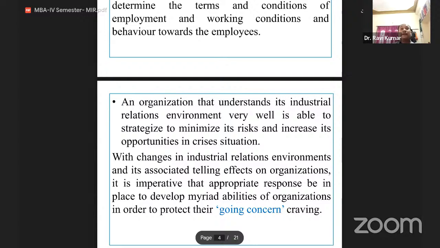If they are producing certain things, definitely they will continue the relations in future also, not on a one-time or short-term basis. They continue their service for the long term purpose. That is the reason it is a going concern.